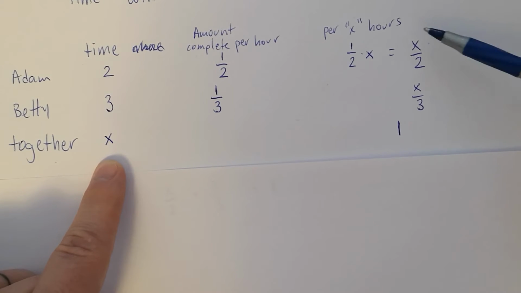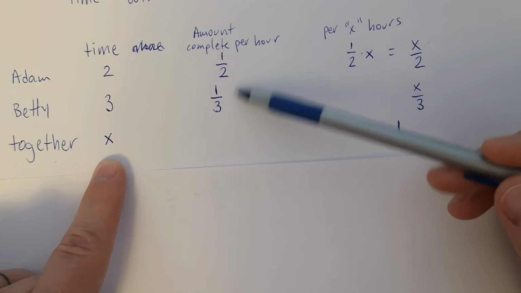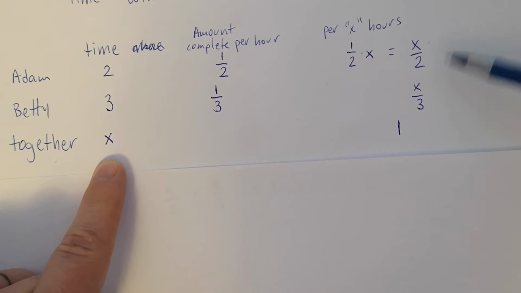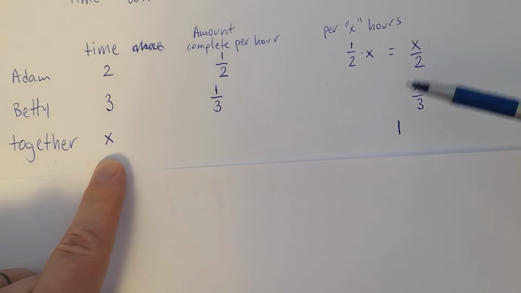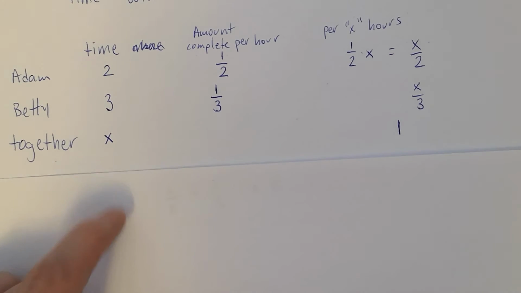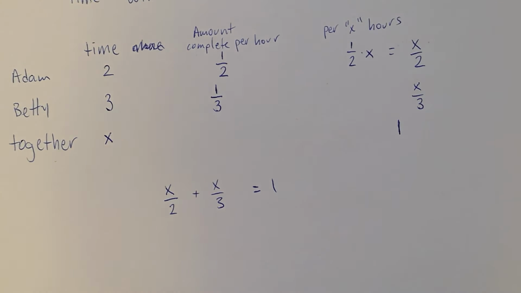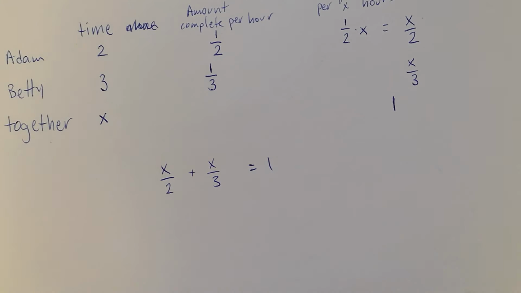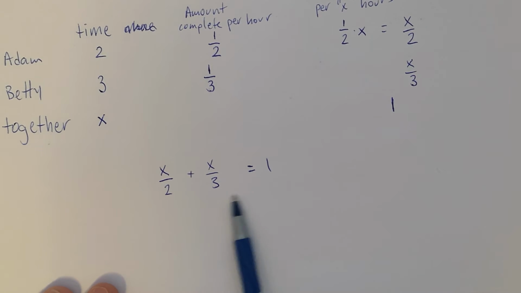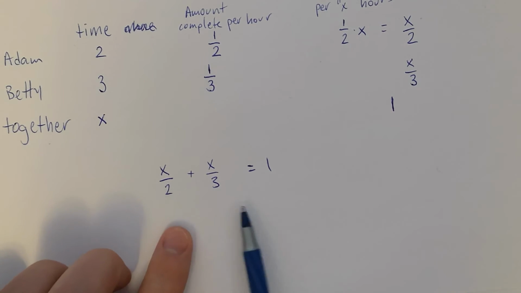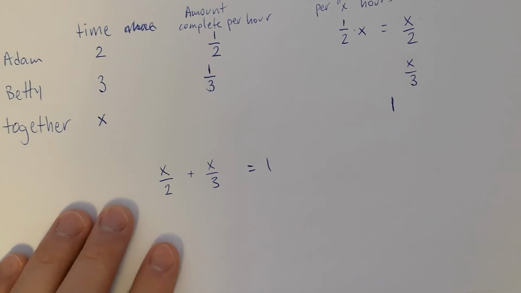I like to think of this as, this one's kind of like their speed. This is their speed times their time. So this is how much they've done. These two added together have to equal 1. And that's actually how we're going to solve this. We just have to solve this equation. X over 2 plus X over 3 equals 1. That's the easy part. Solving it is the hard part.